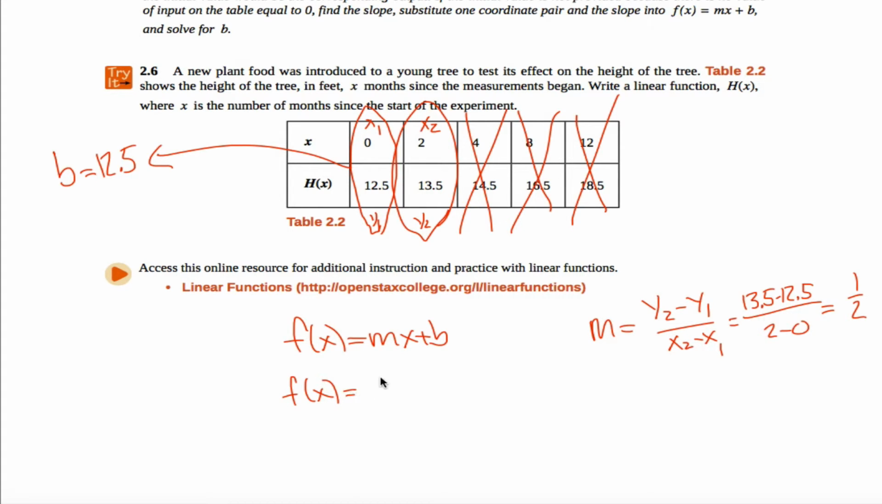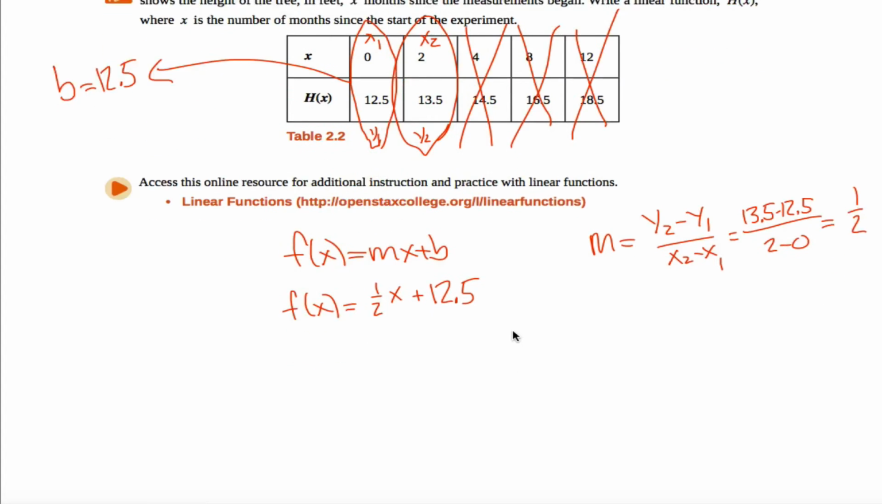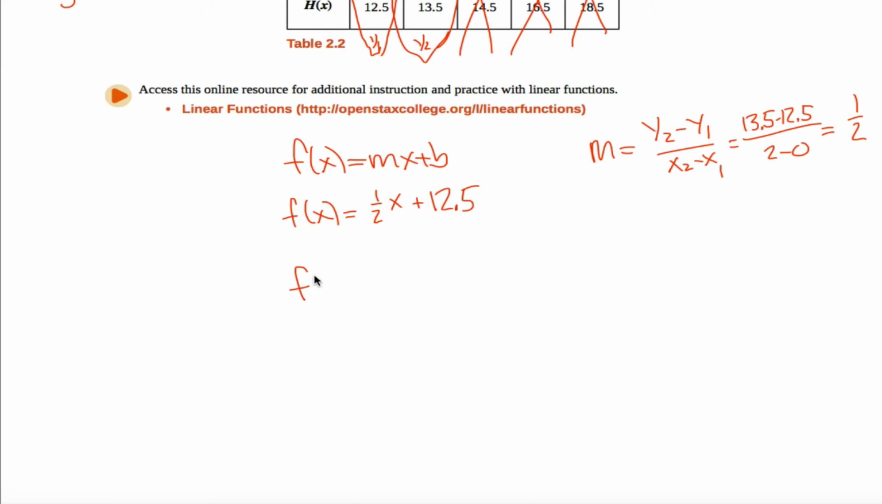f of x is equal to slope times x plus y-intercept. Okay, I have a problem with this. I don't like having fractions and decimals in the same problem. There's nothing wrong with it. It's just not aesthetically pleasing. I would write this like this. A lot of people would write this like this.